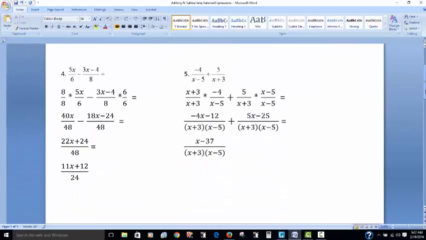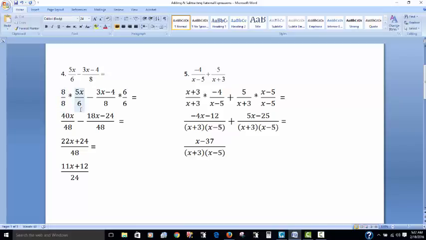Okay, let's look at number 4 here. So number 4 is 5x over 6 minus 3x minus 4 over 8. So here we have a denominator of 6, we have a denominator of 8. Those denominators are not the same, so we have to make the denominators the same because we can only add and subtract polynomials when the denominators are the same. So what I would do in this instance, this first fraction, 5x over 6, I would multiply it by 8 over 8, which is just 1, correct?